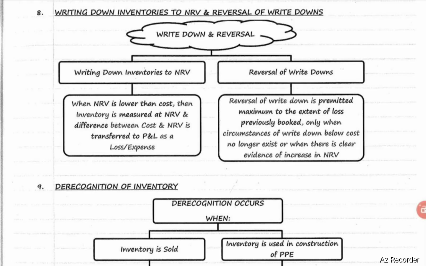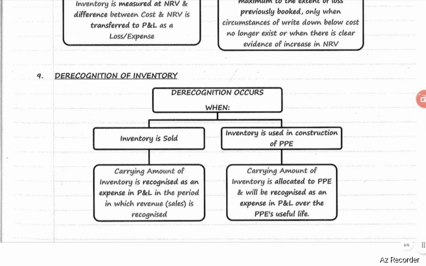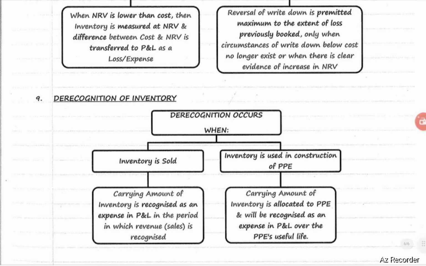Next, derecognition of inventory. Derecognition occurs when inventory is sold or inventory is used in construction of PPE, property, plant, equipment. If inventory is sold, carrying amount of the inventory is recognized as an expense in P&L in the period in which revenue from sales is recognized. If inventory is used in construction of PPE, carrying amount of the inventory is allocated to PPE and will be recognized as an expense in P&L over the PPE's useful life.